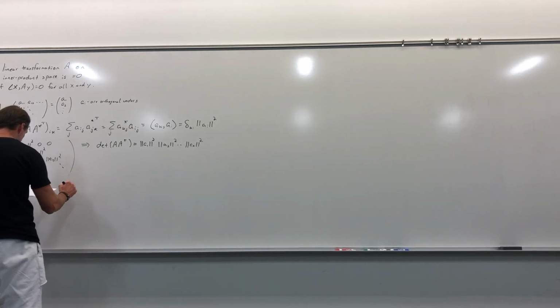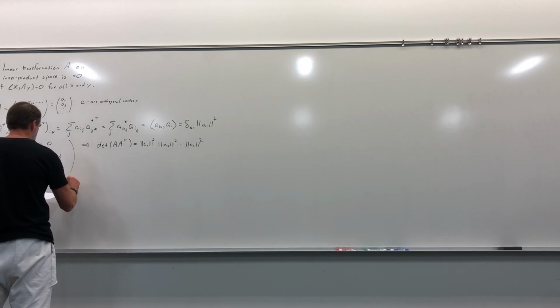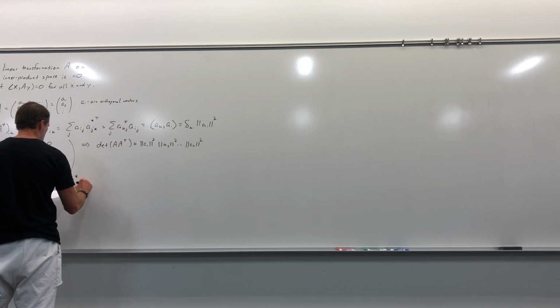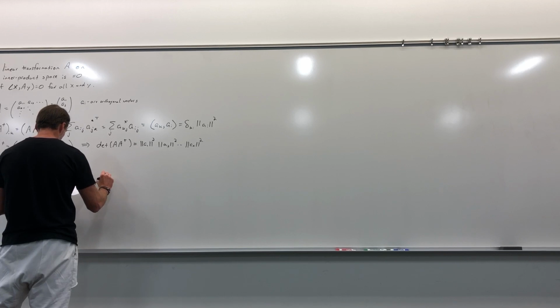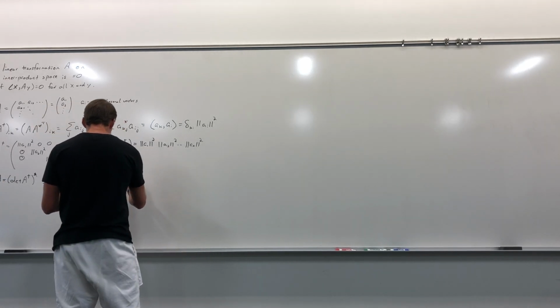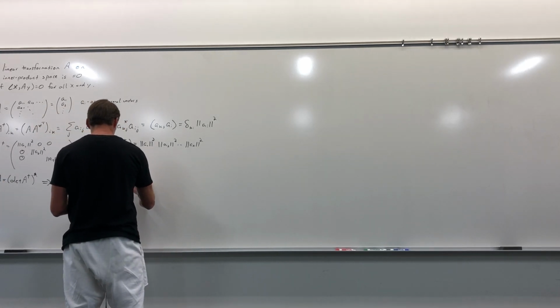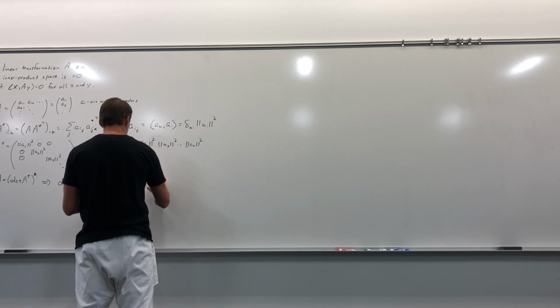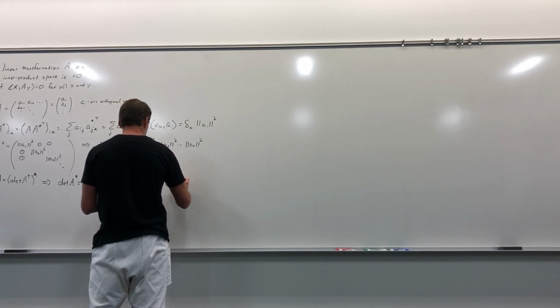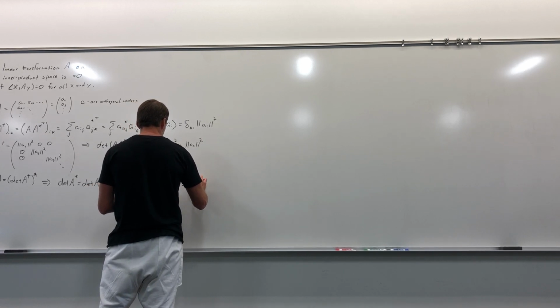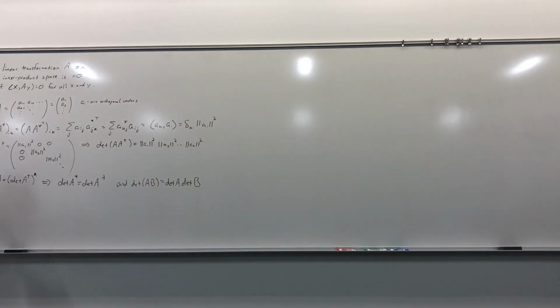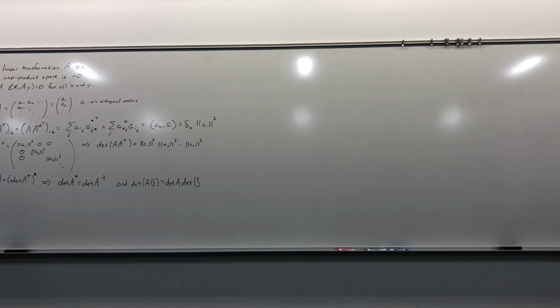Now this tells us that the determinant of A star is the determinant of A transpose, and the determinant of AB is the determinant of A times the determinant of B. Okay? So together these give the following. Det A star, or sorry, A dagger. Sometimes my stars look like daggers.